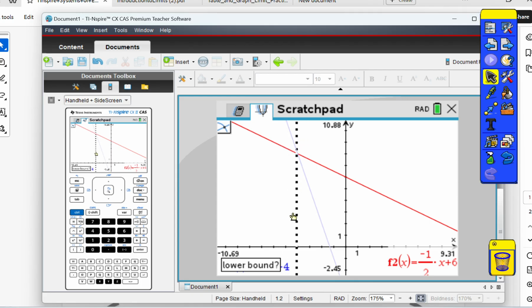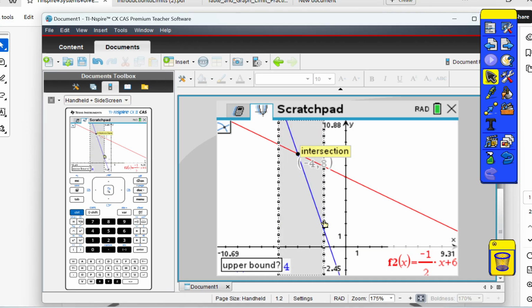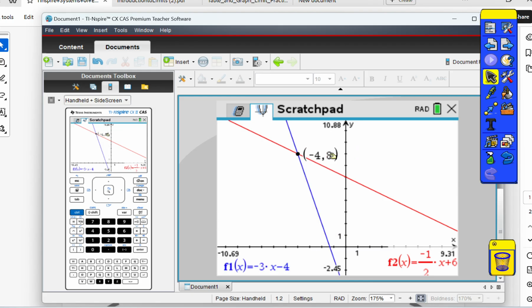So I'm going to click anywhere to the left of where it crosses. That would be my lower bound, my starting point. And then I'm going to click anywhere to the right. That would be my upper bound. So I'm telling my calculator that point is between here and here. It's in this region. And it should come up with the answer, -4/8. Oh gosh. What happened? We didn't get it.